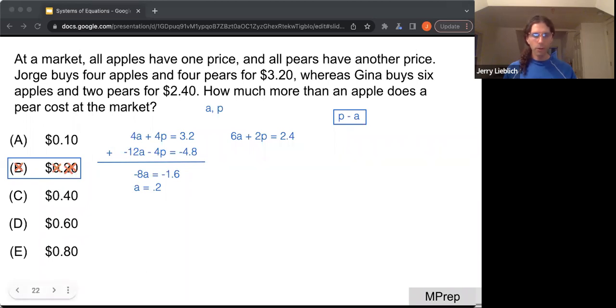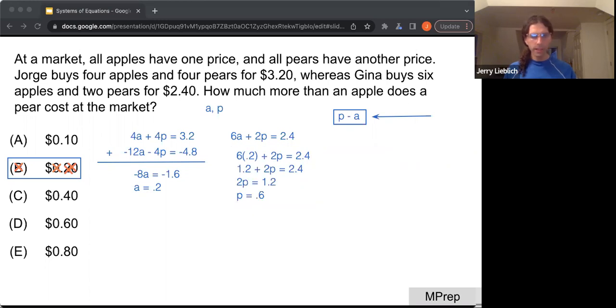Because remember, my goal is not the price of an apple. My goal is the difference in price. So I've now got to take this, plug it into either of these two, and solve for p. This is clearer, so let's just solve it. Put it over here. Subtract 1.2 from both sides. Divide both sides by 2.